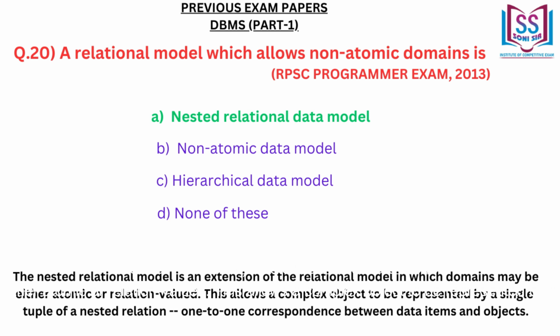Nested relational data model. The nested relational model is an extension of the relational model in which domains may be either atomic or relation valued. This allows a complex object to be represented by a single tuple of a nested relation, with one-to-one correspondence between data items and objects.